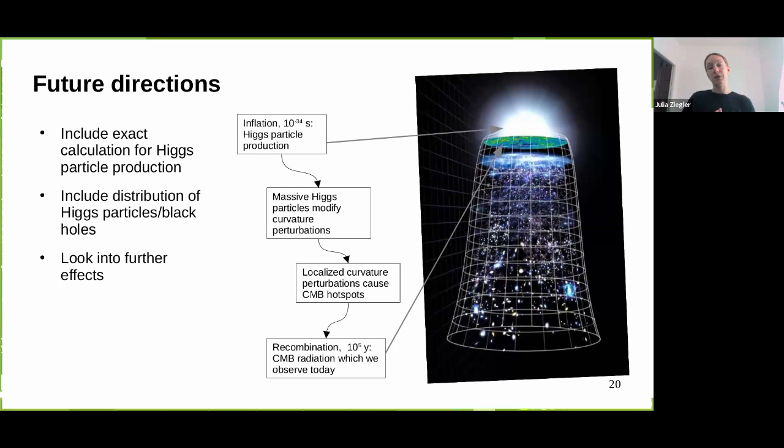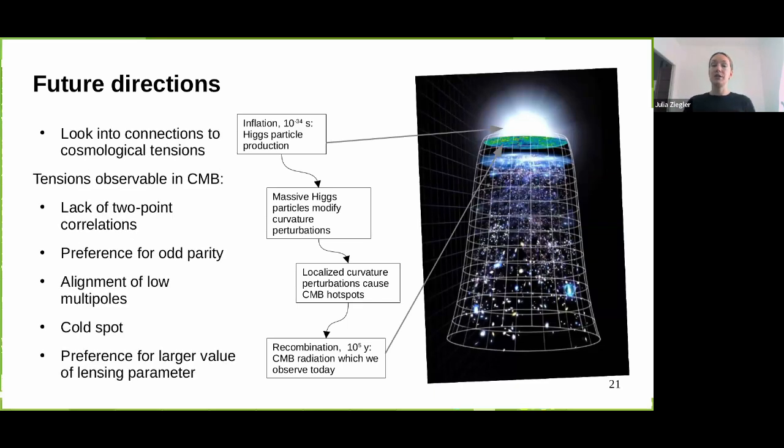A colleague is going to look into the gravitational waves we can get from these tachyonic Higgses. And another interesting direction could also be looking into connections to cosmological tensions. We have not had the time yet to look into these, but some tensions that are observable in the CMB are a lack of two-point correlations, a preference for odd parity, alignment of low multipoles, a cold spot, and a preference for a larger value of the lensing parameter.